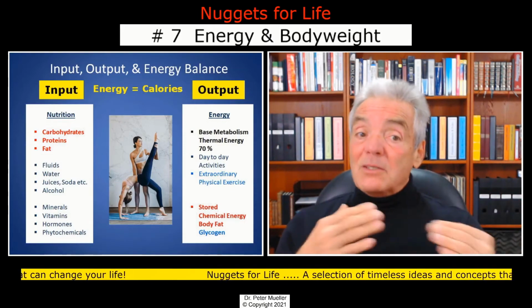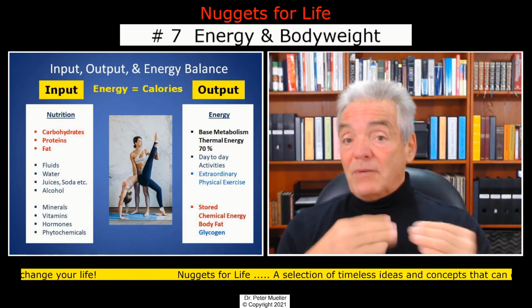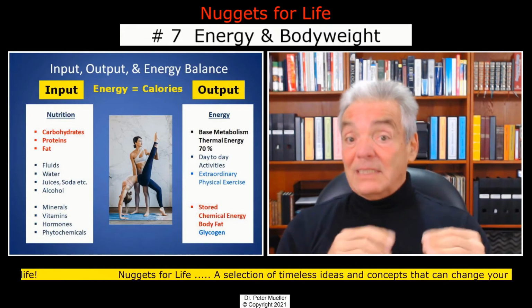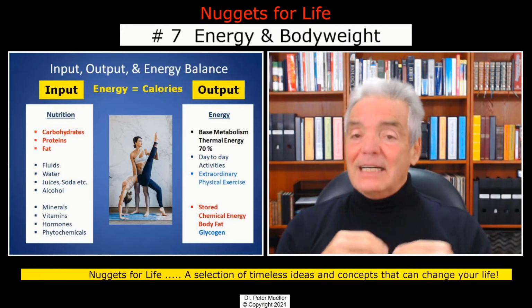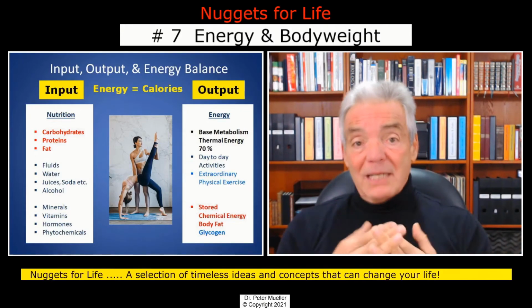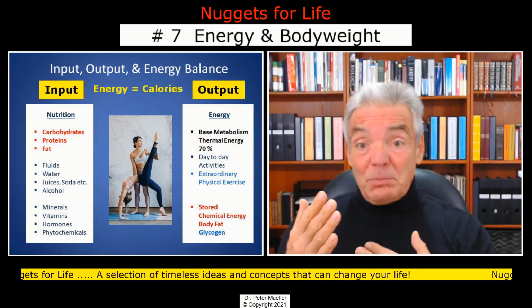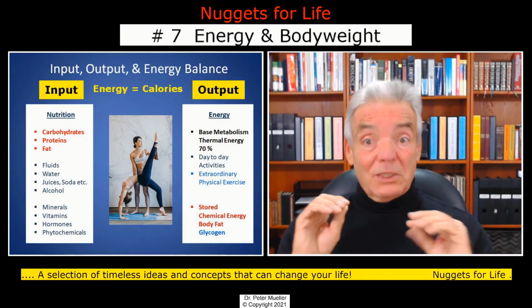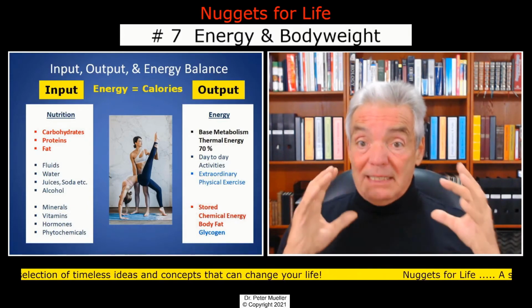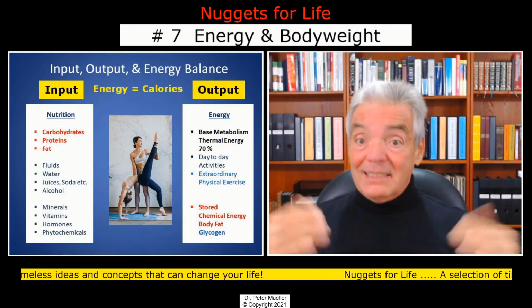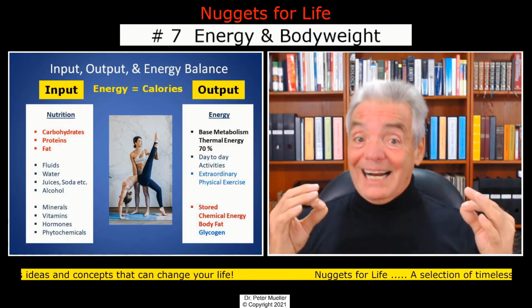And we need also minerals, vitamins, hormones, and phytochemicals, but those don't have a lot of calories, in other words, energy to bring to the table, but they are used for the biochemical processes. On the output side in our body, we have our base metabolism, which is basically the energy the body needs for breathing, heart rate, thinking, that we simply don't die.